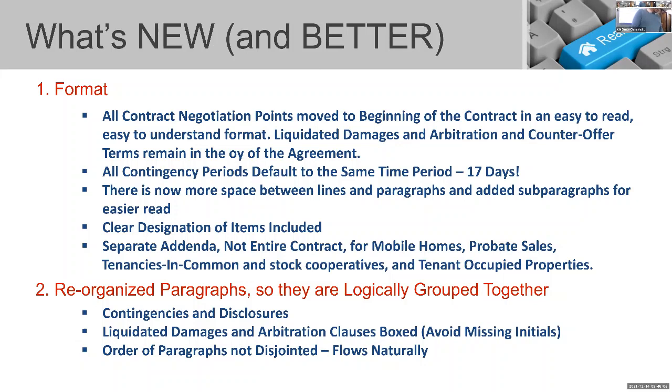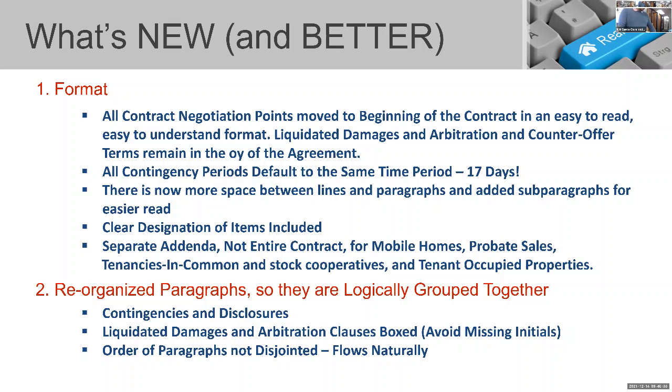So what's new and quickly better? Contract negotiation points, like I mentioned, are moved to the beginning of the contract. Easy to understand format. The contingency periods all default to the same time period of 17 days, which is funny because I haven't had a contingency on a contract that long in a little while, but keep in mind our CAR agreement has to govern the entire state, not just our crazy market in Silicon Valley.